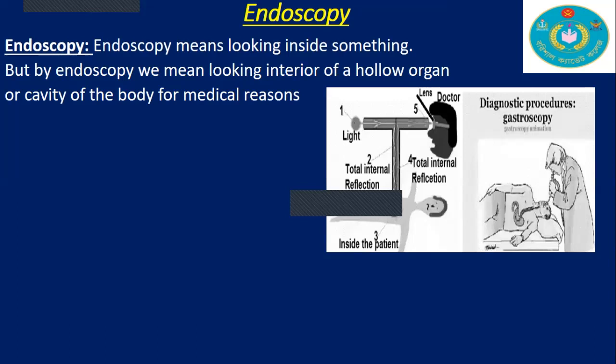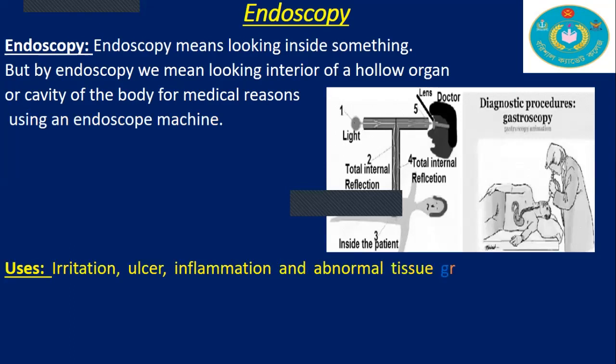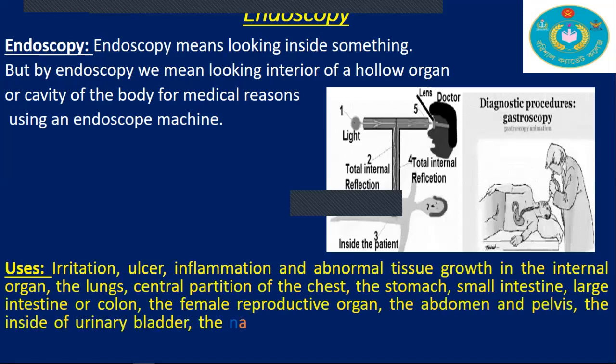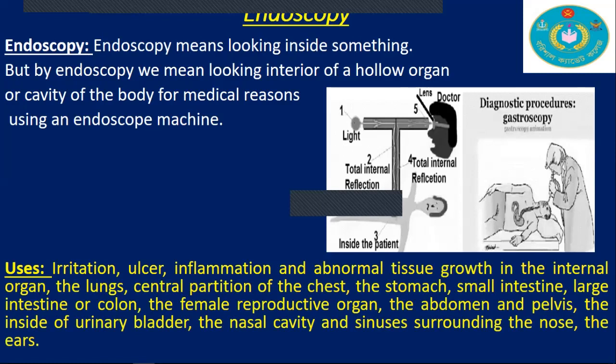And here total internal reflection is used to observe the whole organ, by using an endoscope machine. Uses of endoscopy are irritation, ulcer, inflammation, and abnormal tissue growth in internal organs: the lungs, central partition of the chest, the stomach, small intestine, large intestine or colon, the female reproductive organs, the abdomen and pelvis, the inside of the urinary bladder, the nasal cavity, and sinuses surrounding the nose and the ears. In all these purposes, we use endoscopy.